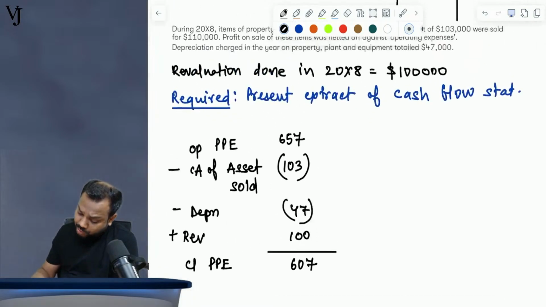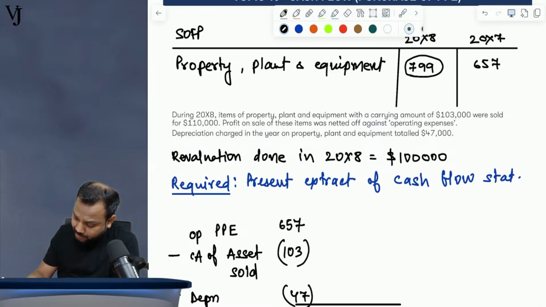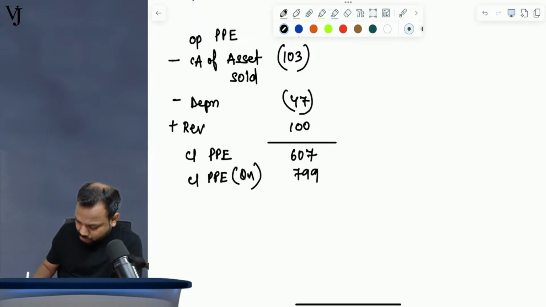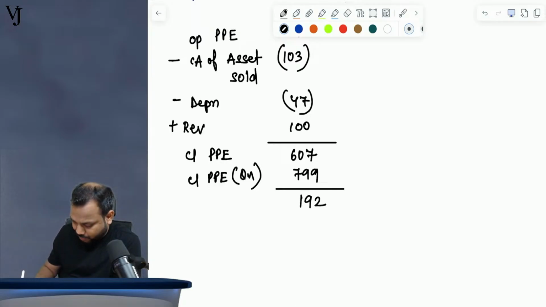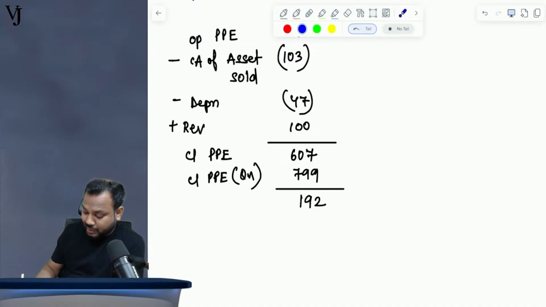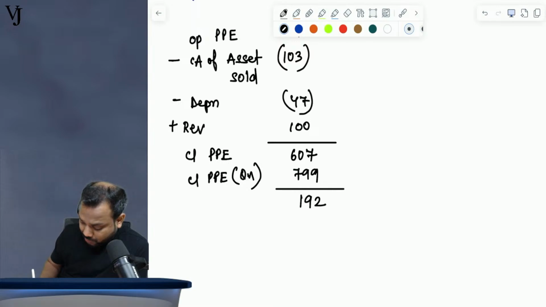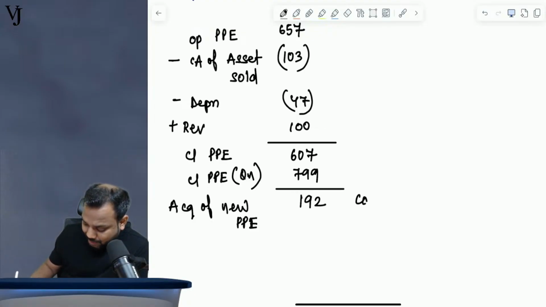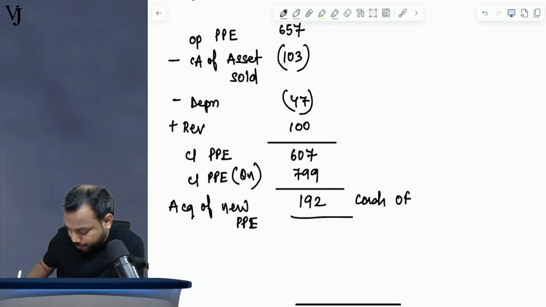Right? But what is the closing balance given? 799. Closing PPE as per the question is 799. So what is the difference? 799 minus 607 is 192. Now understand, the closing balance that you are getting is 607, but the closing balance given in the question is 799, which is more. Why more? Because of the acquisition of a new asset, the acquisition of new PPE, and it is a cash outflow.